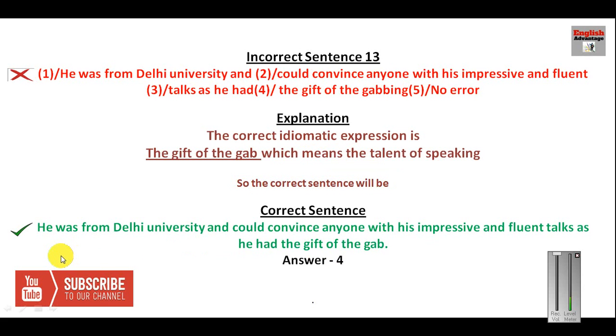Now let us look at the next sentence. He was from Delhi University and could convince anyone with his impressive and fluent talks as he had the gift of the gabbing. This is the erroneous part, because we always say the gift of the gab. The gift of the gab means the talent of speaking well, or the talent of speaking impressively. So this is the wrong part here and the answer will be 4.